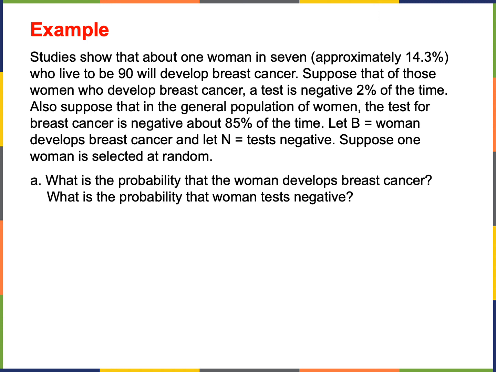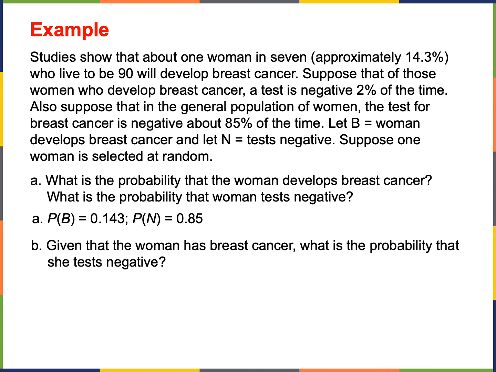Okay, so let's think about that. A, the probability that the woman develops breast cancer, it's right here. 14.3%, it's already given to us. P of B is 14.3. And then, what's the probability that the woman tests negative? Here, in the general population of women, the test for breast cancer is negative about 85% of the time. So that's 0.85.